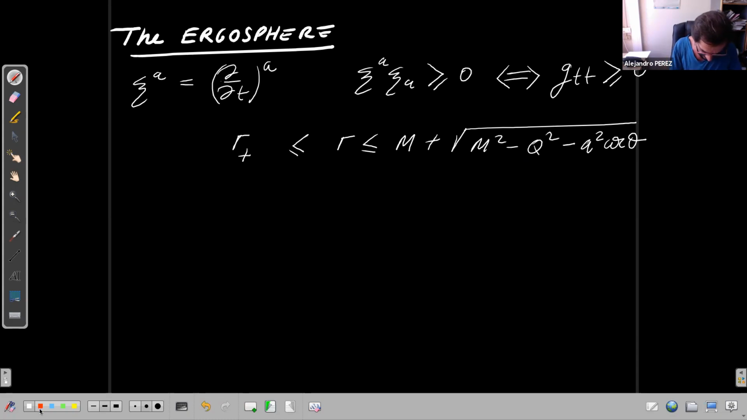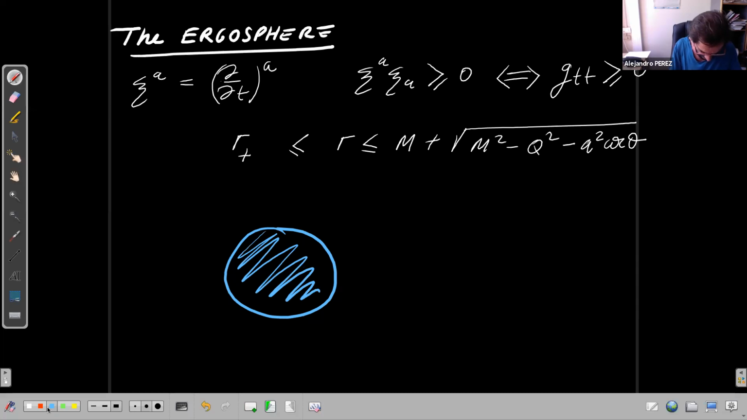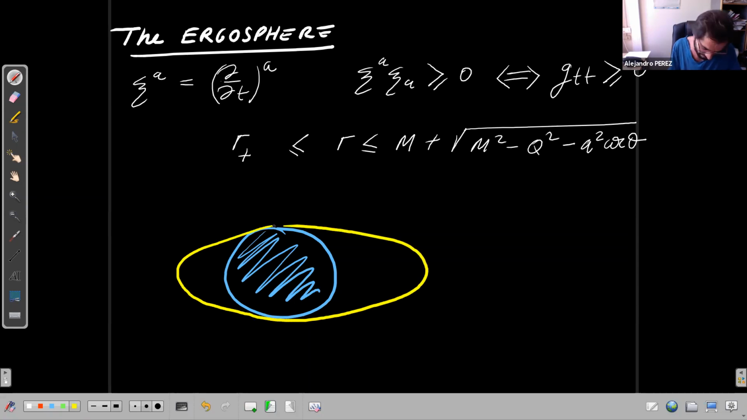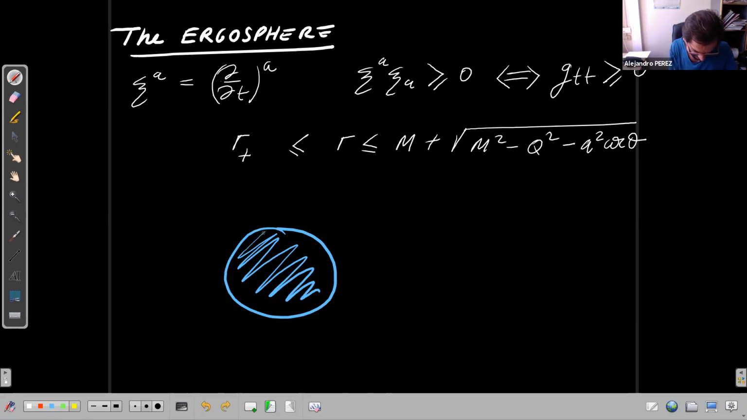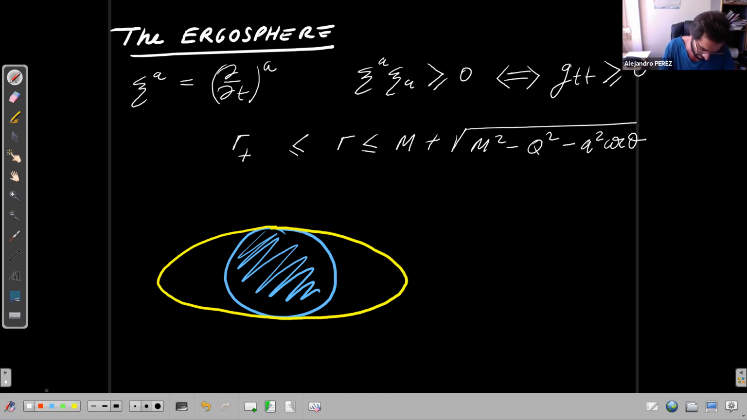So let me do some pictures. So if this is the black hole, then the ergosphere looks like this when you look at it from the side. So this is the direction of rotation. This is d/dphi, say.